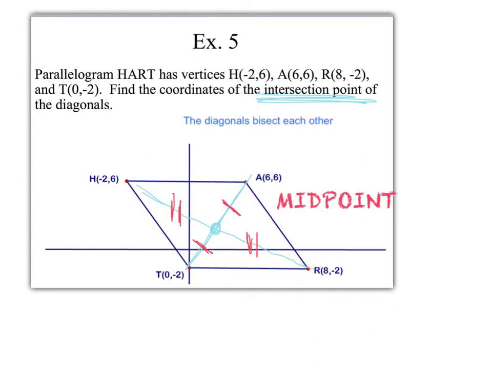So I don't have to do a whole bunch of fancy stuff. This question is really just asking me what's the midpoint of these segments. Well, I can find either the midpoint of this segment or the midpoint of this segment, because guess what? They're the same point. They meet right there. So I just get to choose, would I rather use the midpoint formula on A and T or on H and R? 0 is always nice to work with. So I'm going to find the midpoint of AT, and then I'll be done with this question.